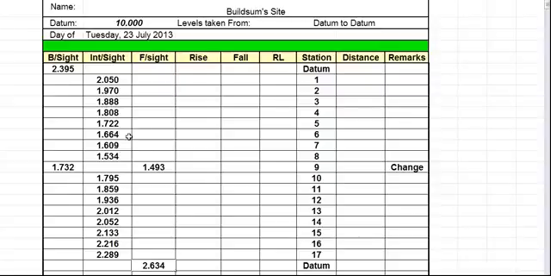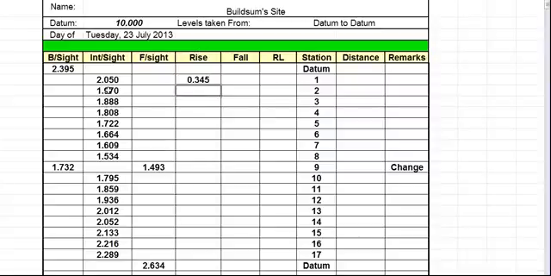So the process is, this first figure here, we take away the second figure, and if the answer is a positive figure, it goes in the rise column. If it's a negative figure, it goes in the fall column. So 2.395 minus 2.050 is going to give us 0.345. That's a positive, so it goes in the rise column.